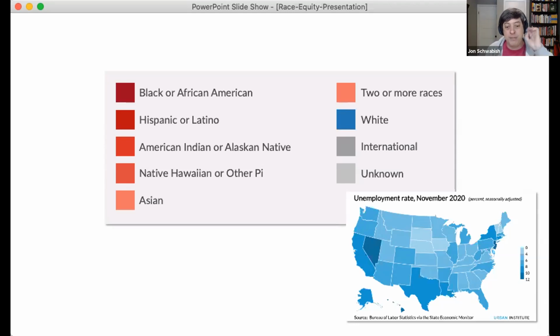I think perhaps even more importantly, and a subtle problem with this legend, is the color ramp going from the lighter red for two or more races to the dark red for students who identified as Black or African American. It is just like that sequential color palette used in that unemployment rate graph. It is implicitly suggesting a ranking of these students from lower to higher.